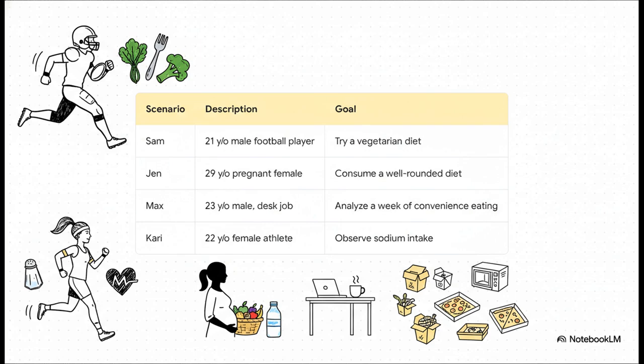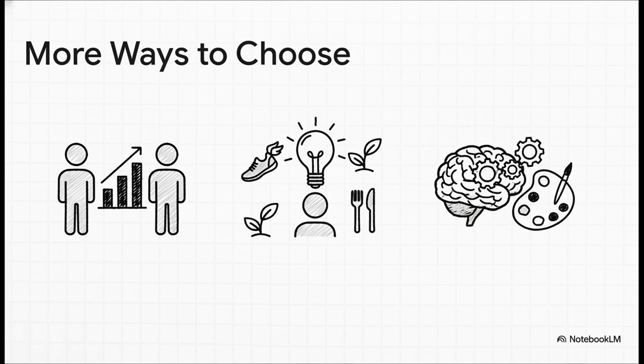Well, here are 4 pre-made hypothetical scenarios you can pick from. You could analyze Sam, the football player trying a vegetarian diet, Jen, who's pregnant, Max, the busy professional, or Kari, the athlete monitoring her sodium. You just pick one and create a hypothetical 5-day log for them. And the options don't even stop there. You could ask a friend or a family member if you can analyze their data. Or you can get creative and invent your own scenario completely. Maybe someone training for a marathon or trying a specific diet like vegan or low carb. The possibilities are totally wide open.